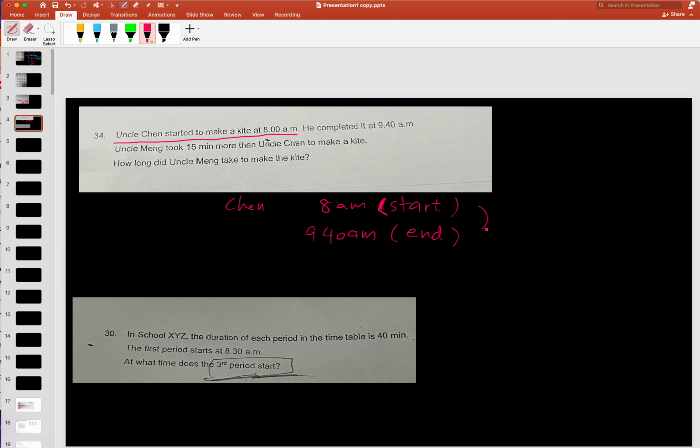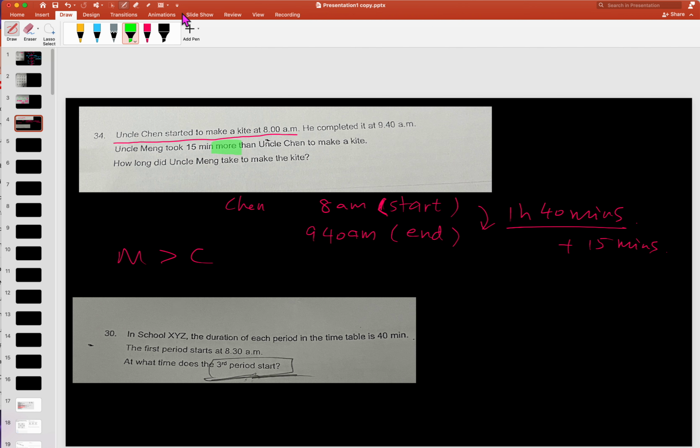So in a way, the time spent is 1 hour and 40 minutes, right? And now it says Uncle Meng took 15 minutes more. So in a way, you know that Meng is more than Chen already. So this is Chen. In order to get more, you have to plus the 15, right? So the point is, it's not that I see more, that's why it's plus. No. It's not always the case. It depends. So you see more doesn't mean it's plus. You see less doesn't mean minus.